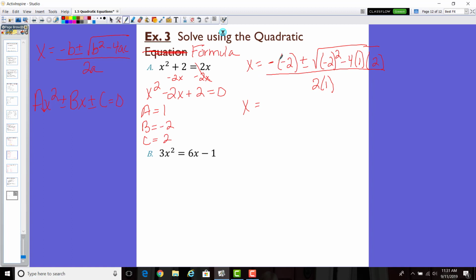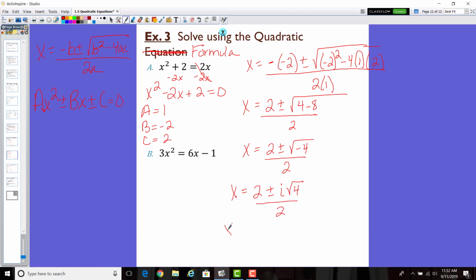Negative of b means negative 1 times negative 2, which gives us a positive 2. Plus or minus the square root, negative 2 squared is 4. Negative 4 times 1 times 2 gives me negative 8. All of that will divide by 2 times 1, which is 2. So x equals 2 plus or minus the square root of negative 4 over 2. Remember, anytime we have a negative number under a radical, we need to take that negative out and it becomes an i.